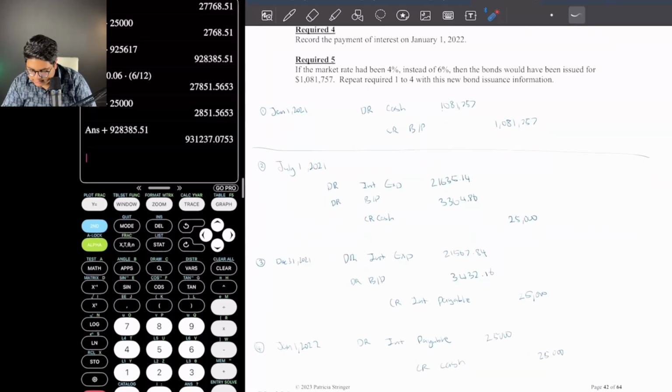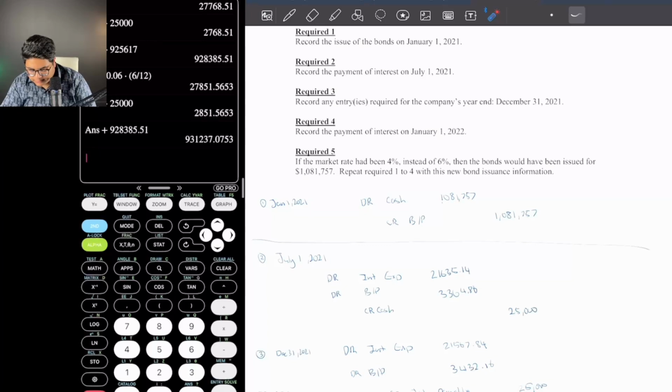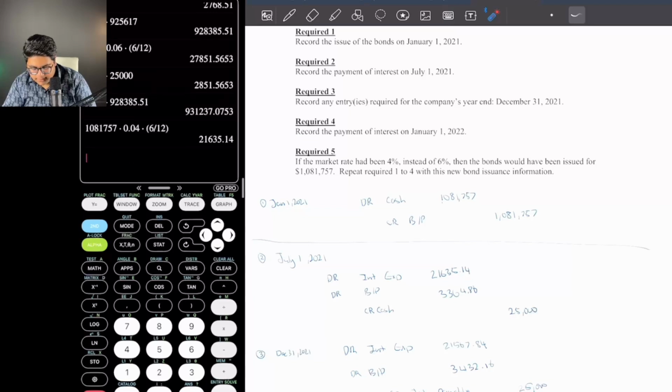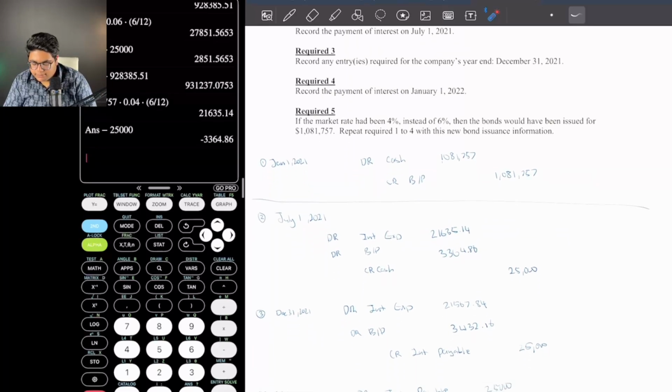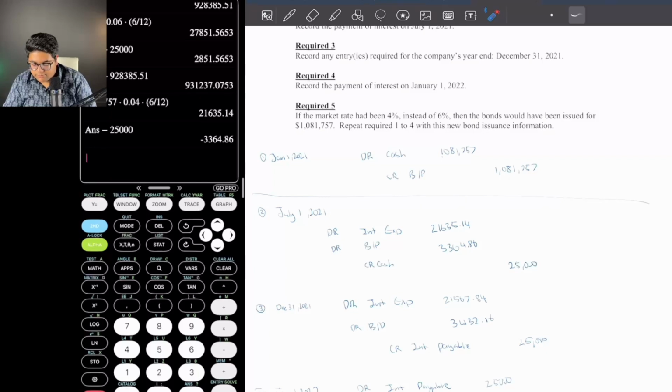In order to calculate this, I'll just go over this quick example. Had the person put 1,081,757, this number, into the market, they would have gotten 4% times 6 over 12. So that's the amount of interest they would have gotten. We're paying them 25K, so minus 25K just to calculate the difference. Basically, they're losing out on $3,364 worth of interest by going to the market versus choosing our bond. Therefore, we're doing them a favor, we're doing them a service, so we need to decrease the bond payable, which becomes our debit.